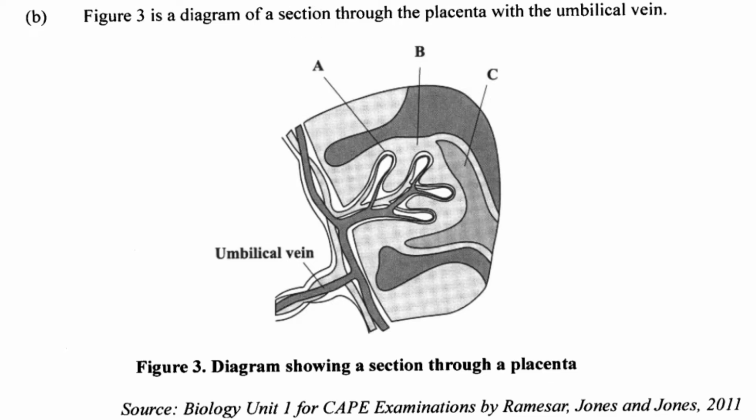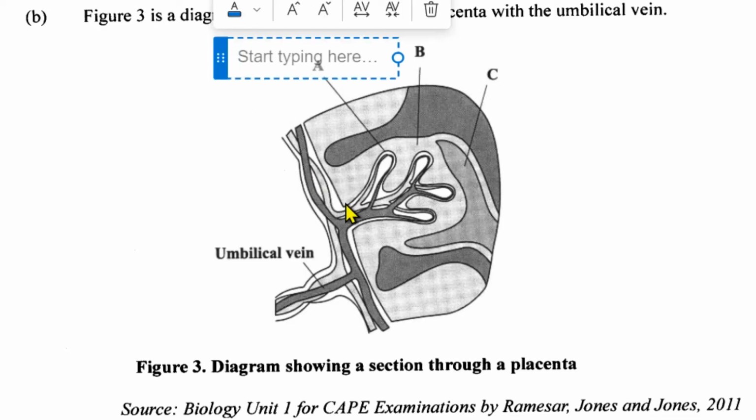So just to label it here. So A is going to be, you're going to see that these are like finger-like projections that are coming from the umbilical cord, from the umbilical vein. So these are called chorionic villi. We could put it singular, chorionic villus, and this is of a fetal origin.